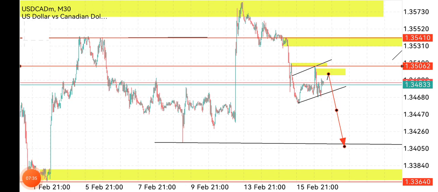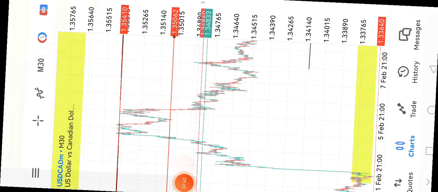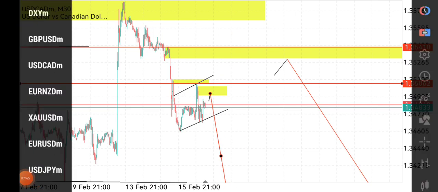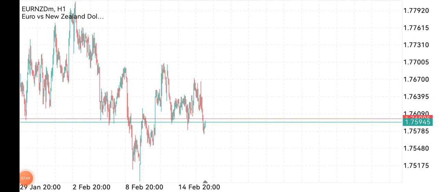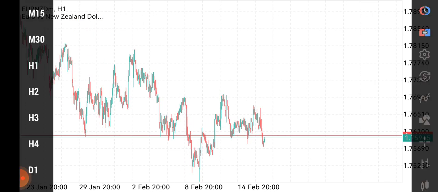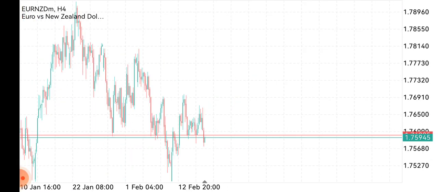So USD CAD, I'm expecting this price to go all the way to that demand zone. So let's analyze another one, which is going to be Euro NZD. Let's go to H1, H4. Remember, we start with the H4 to analyze the trade.